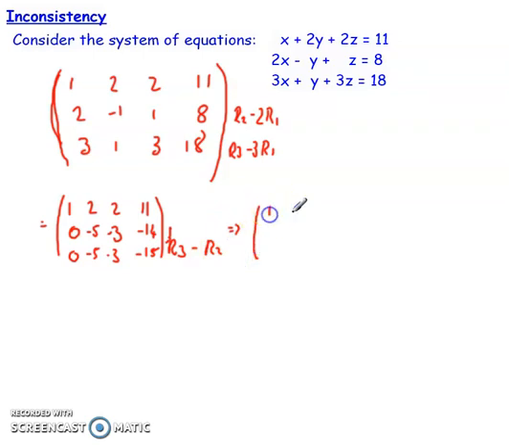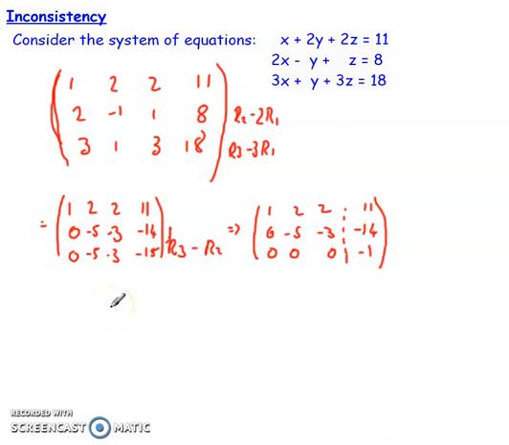what that would then mean is I get 1, 2, 2, 11, 0, -5, -3, -14. I then have 0, -5 minus -5 would become -5 plus 5, which is 0, -3 minus -3, same logic, that would become 0, and then -15 minus -14 would be -1. So I've now got a matrix that looks like that.